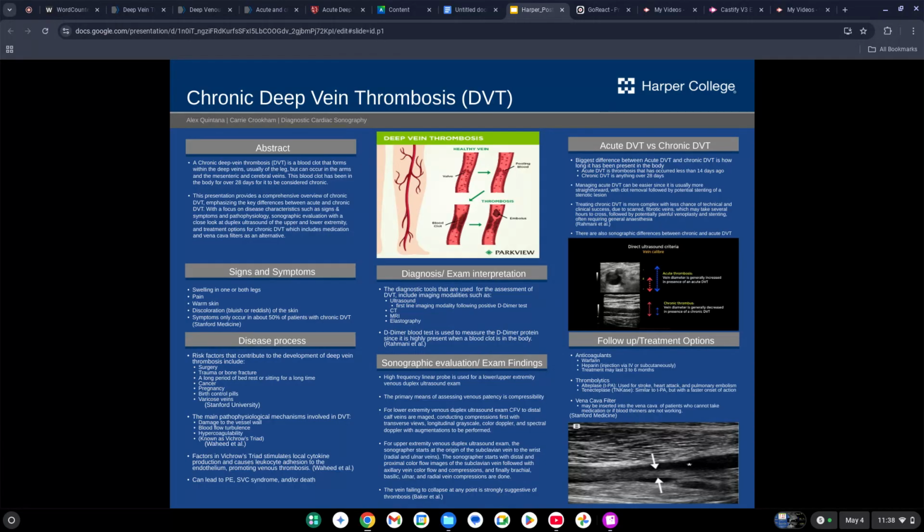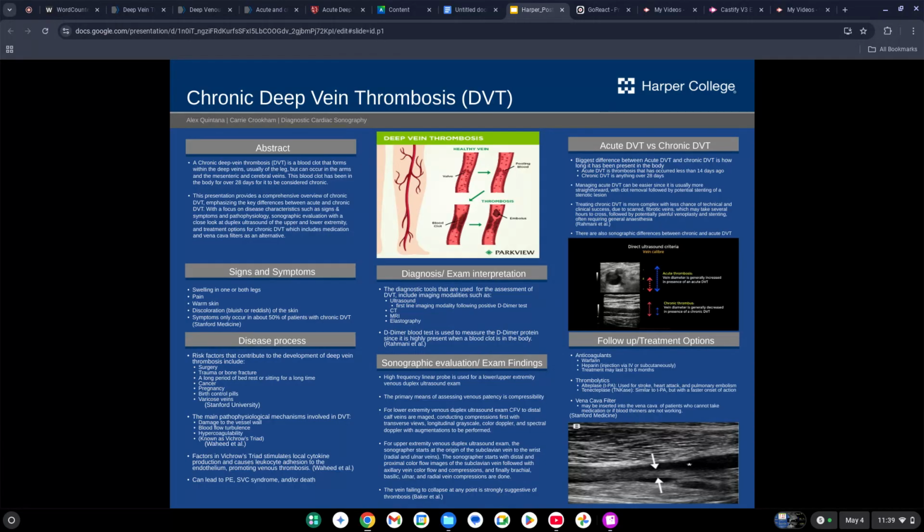This presentation provides a comprehensive review of chronic DVT, emphasizing the key differences between acute and chronic DVT, with a focus on disease characteristics such as signs and symptoms and pathophysiology, sonographic evaluation with a close look at duplex ultrasound of the upper and lower extremities, and treatment options for chronic DVT, which includes medication and vena cava filters as an alternative. So let's go ahead and start off with the signs and symptoms.